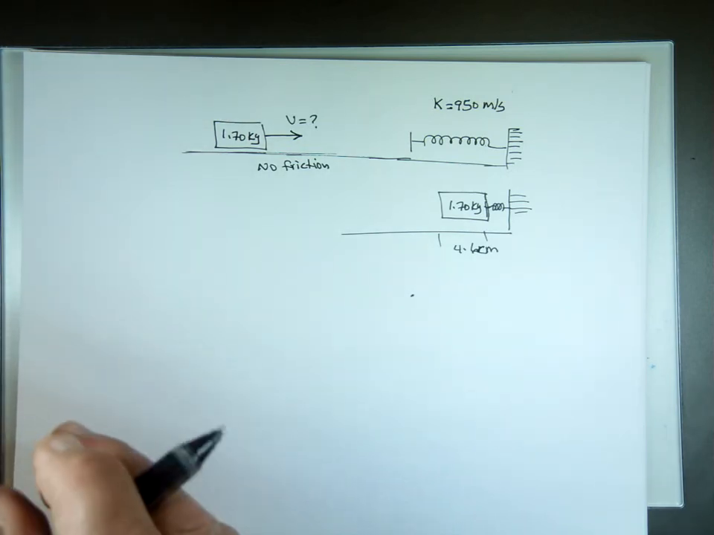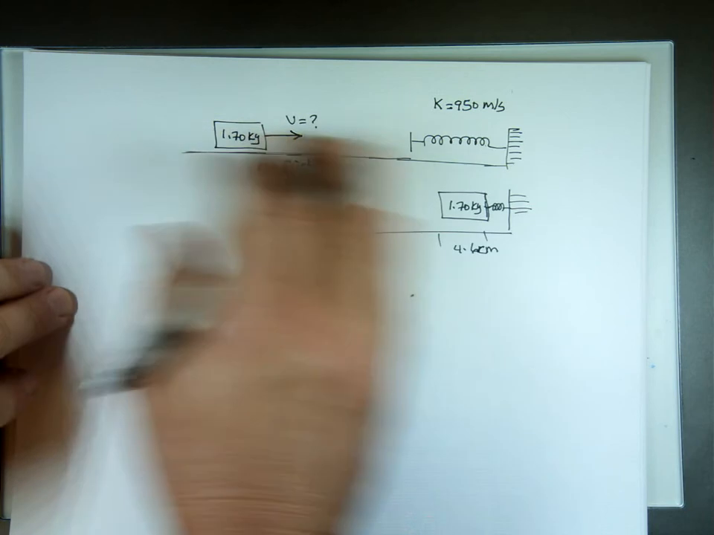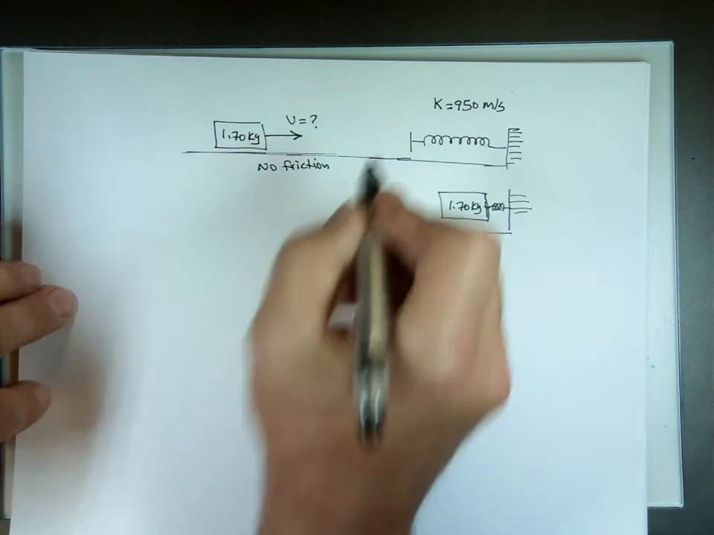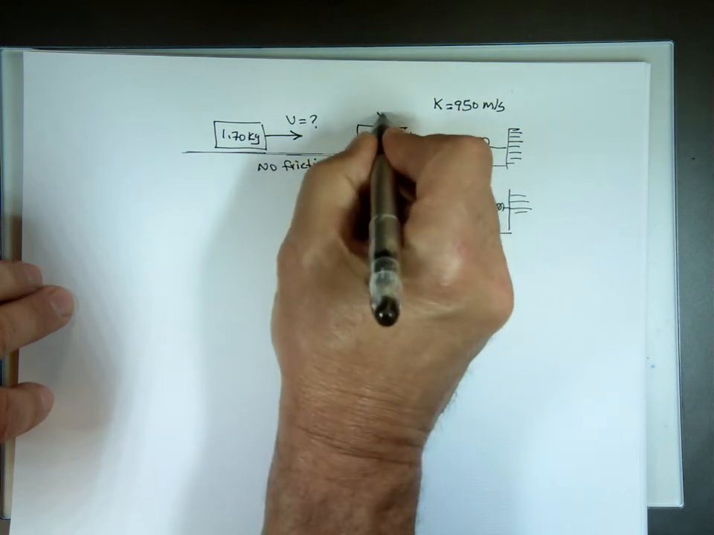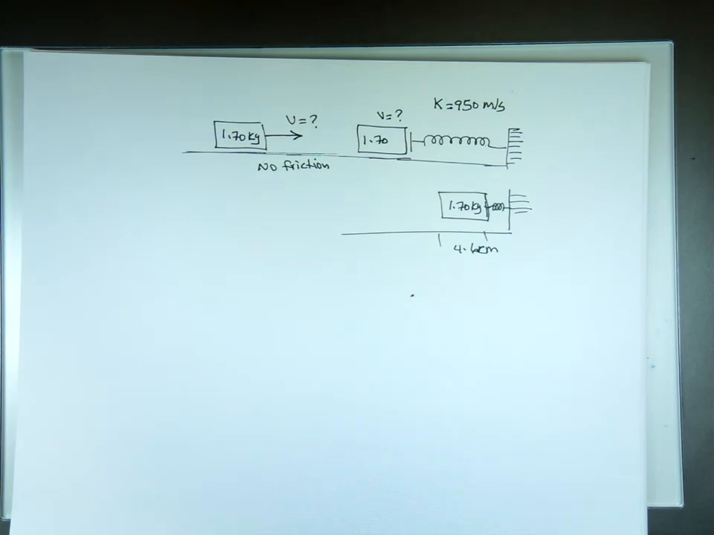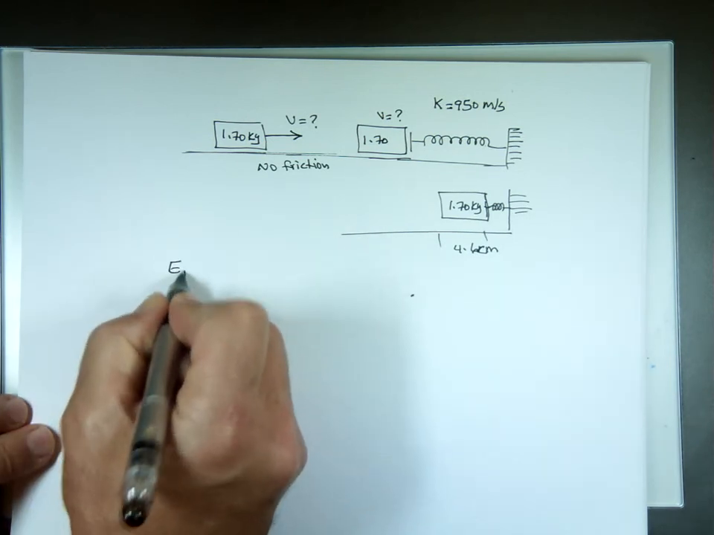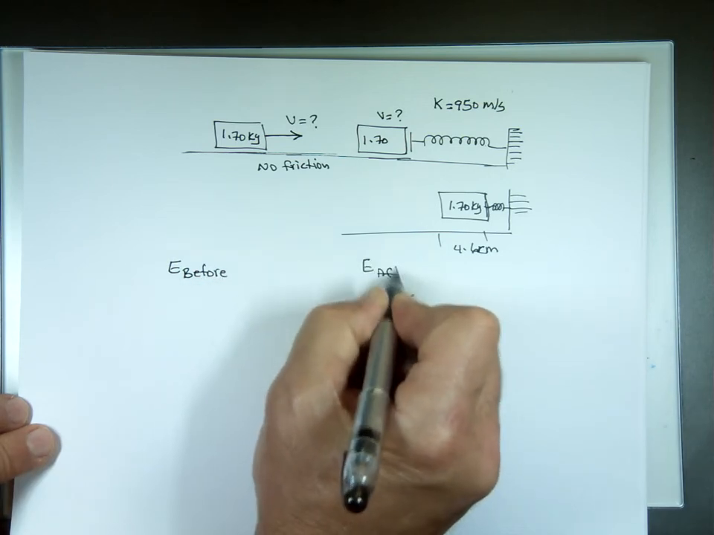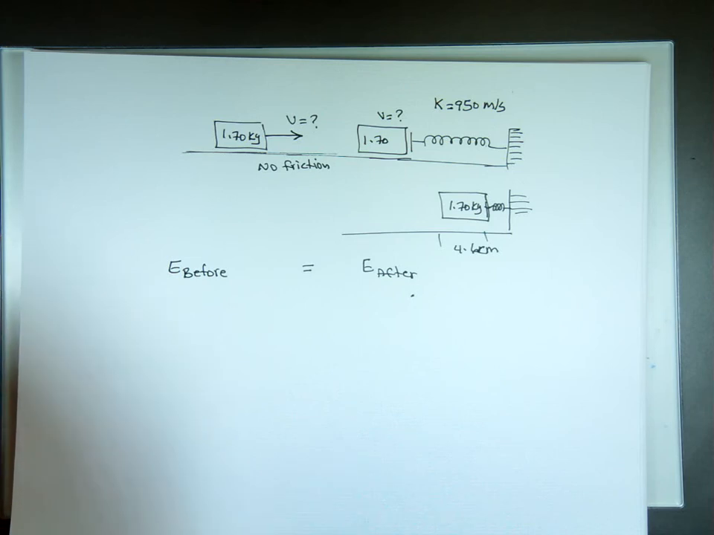Let's see what happened here. Right before this hits the spring, when it's right here and hasn't touched it yet, the velocity equals unknown. Let's look at the total energy now. This is the before, and this is the after, and they have to be equal. We talked about springs last time. They store energy and release it. So that's conservation.